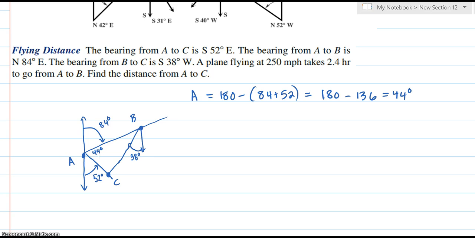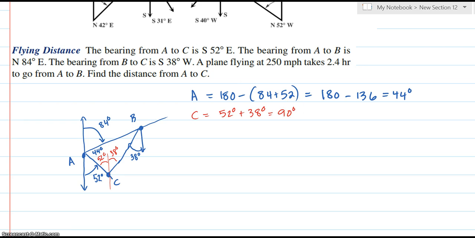Okay, what next? I can do the same idea as I did up above and draw a vertical line here because I know all these are vertical lines. So that's where the parallel is. So I know that this one is 52 degrees because they're alternate interior. And the same thing over here, must be parallel lines even though they don't look like it. This is 38 degrees. So I know angle C is 52 plus 38, which is indeed 90 degrees. Yay, we have a 90-degree angle.